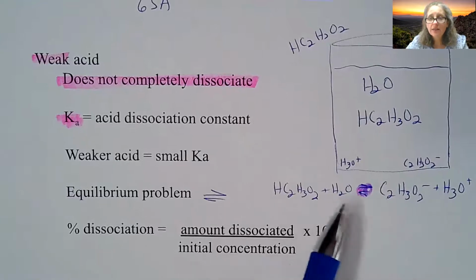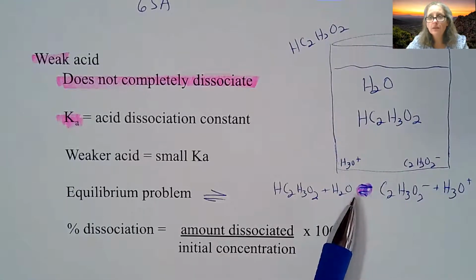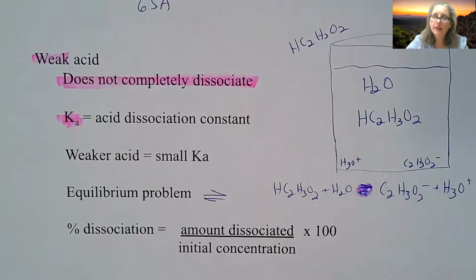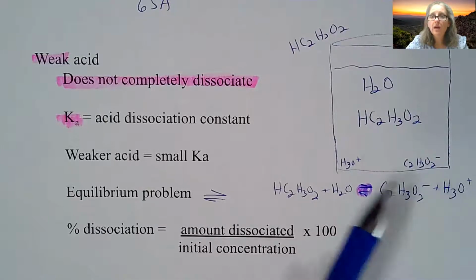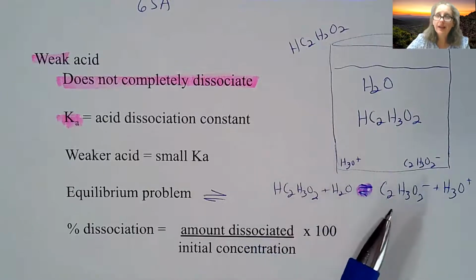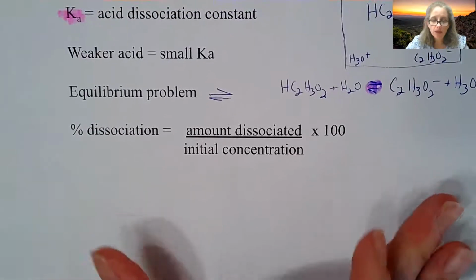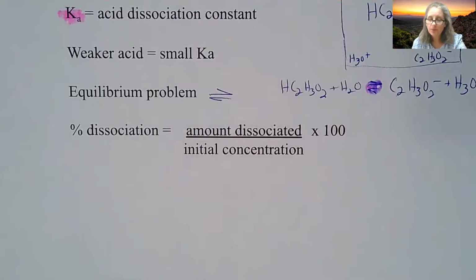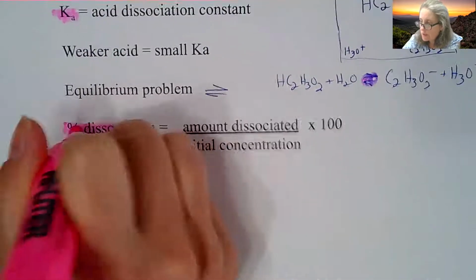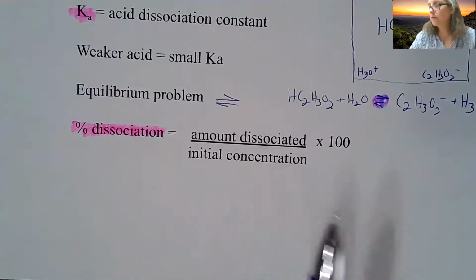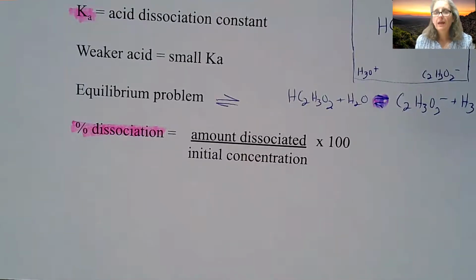Because these are equilibrium systems, I have to do an equilibrium problem to see how much I have of the H3O plus in there versus what I started with. I can't just look at the concentration and be done. The other thing that we will be doing with the calculations is something called percent dissociation, and that is the amount that breaks up over the initial concentration. It's going to be a very small number, usually less than 5% for what we're looking at.